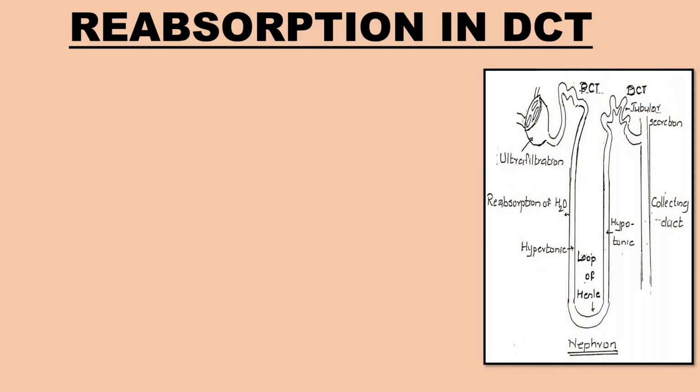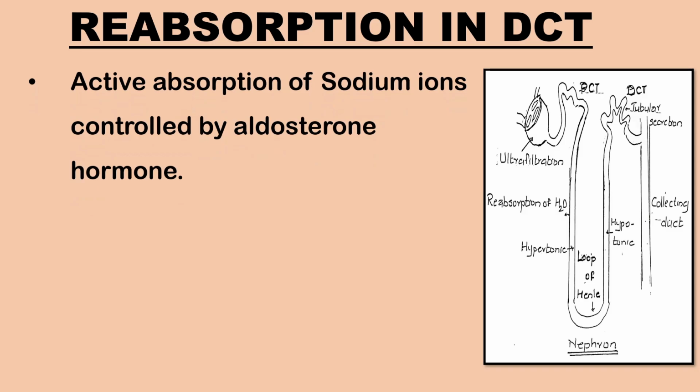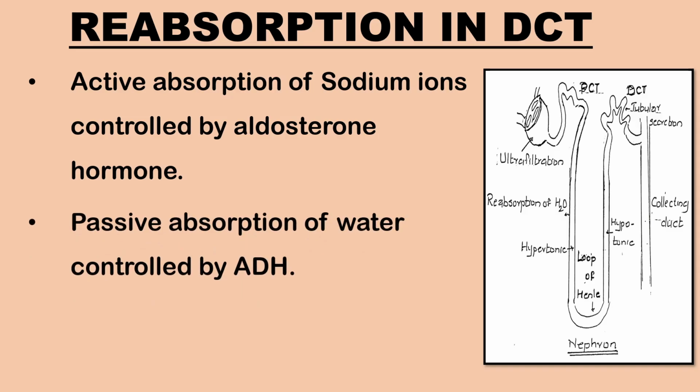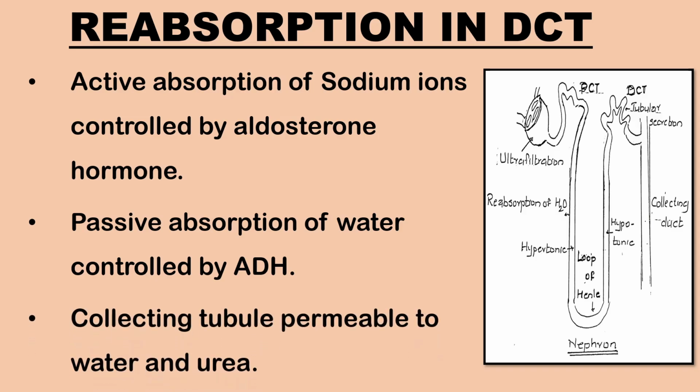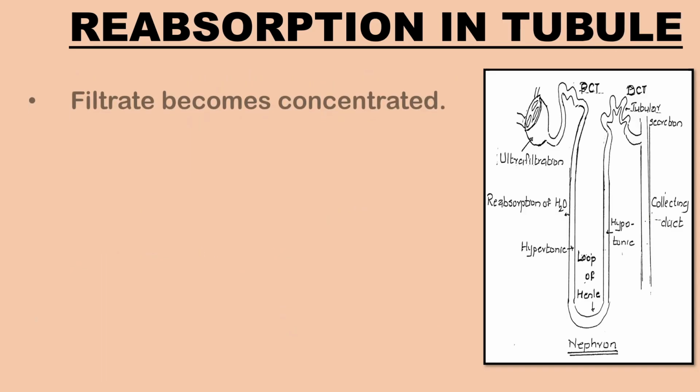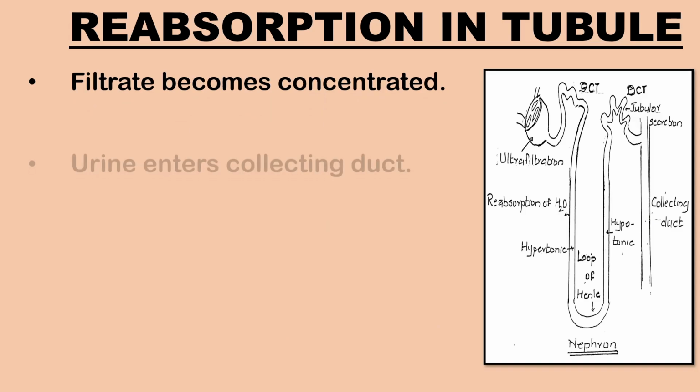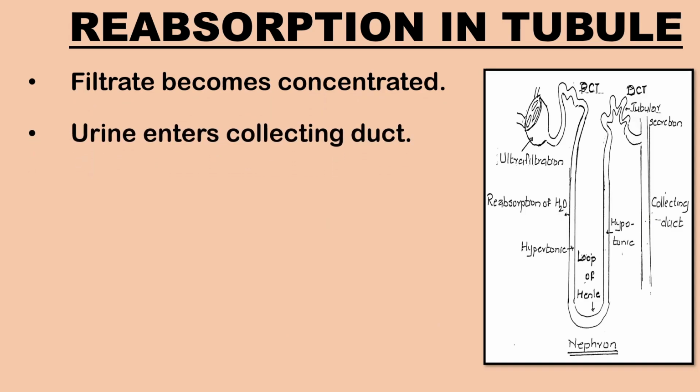Next is reabsorption in the distal convoluted tubule. In the DCT, sodium ions are absorbed actively and this is under the control of the aldosterone hormone. Water is absorbed passively. Reabsorption of water is under the control of antidiuretic hormone, ADH. The filtrate here becomes isotonic. As the wall of the collecting tubule is permeable to water and urea, the filtrate becomes concentrated. Finally, urine enters the collecting duct.